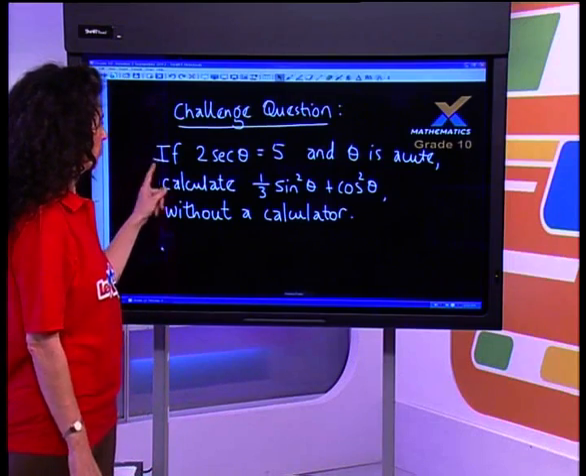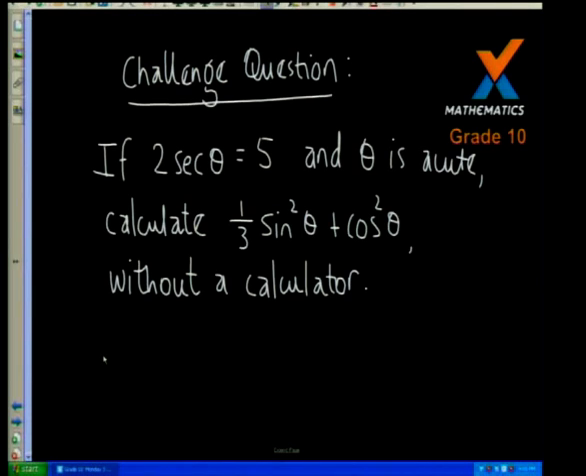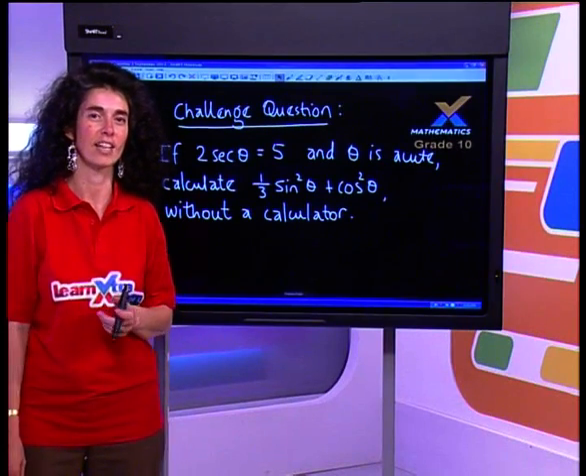So here's the question. If we have the equation 2 sec theta equals 5 and a condition where theta is acute, you need to work out what the value of a third sine squared theta plus cos squared theta is, but without using a calculator. So try and see if you can come up with what the value of this expression is without actually using the calculator, just using the fact that 2 sec theta equals 5 and also theta is acute. With that information, see if you can come up with the value for that given expression.